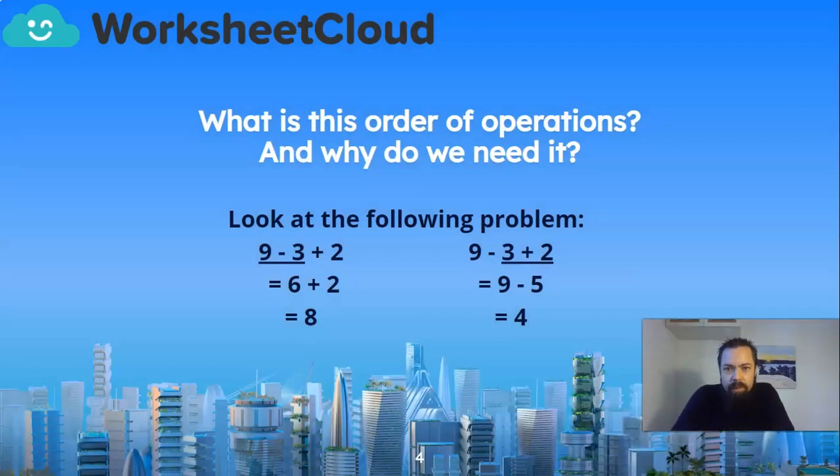So what is this order of operations and why do we need it in the first place? So I've written down the same problem twice. On the left, 9 minus 3 plus 2. On the left, I've started with 9 minus 3 and I got 6. And then I added my 2 and I got 8. On the right, I started off by doing my plus. So I did 3 plus 2 is 5, and then I went 9 minus 5 is 4.